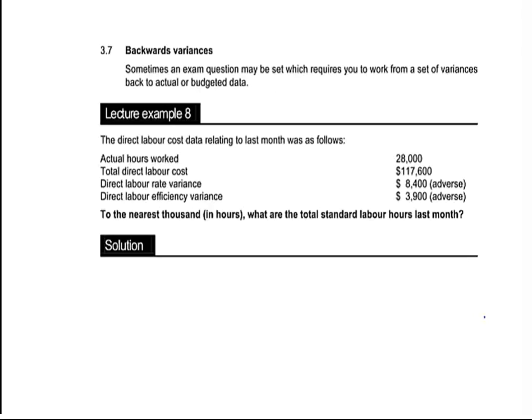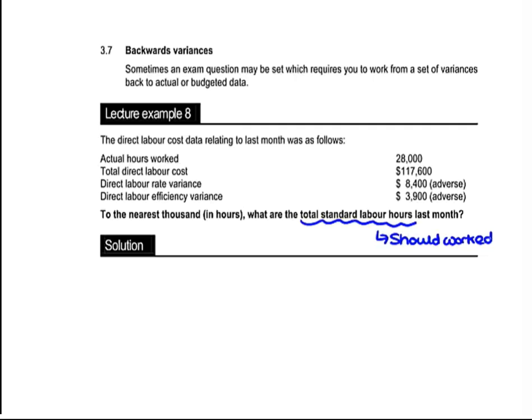Sometimes then a question might be set up in such a way that it requires us to work backwards from a set of variances to get back to the actual or the budgeted data. And that's the case here in example 8. So we want to work out the total standard labour hours last month. So we're looking here for how many hours should have been worked last month. In order to do this, we're going to need to take the information from the question and work backwards to get to those standard labour hours.